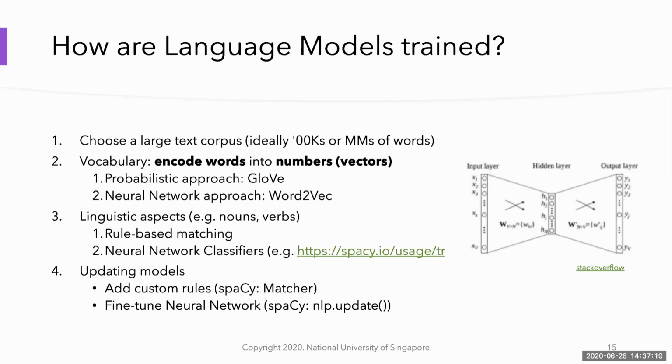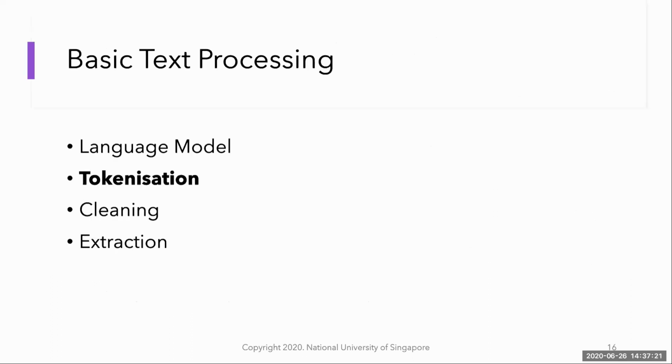Very involved process. So the first thing after we select our language model, let's say I want to use the Chinese model because I have a lot of Chinese text I want to process. Then I apply the language model to do tokenization, cleaning, and extraction. Let me check for questions. Okay, good. All right.